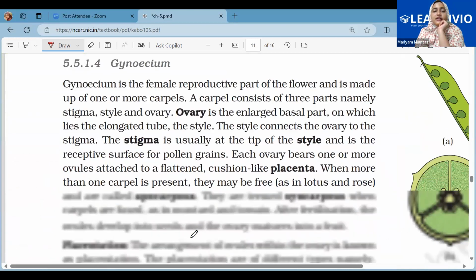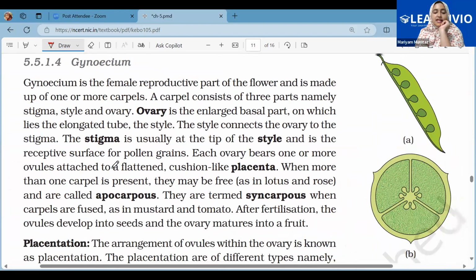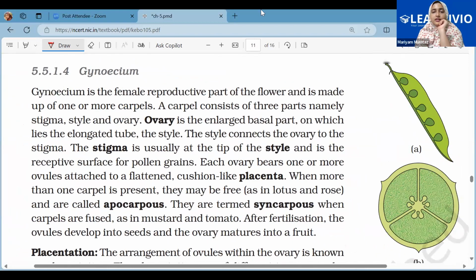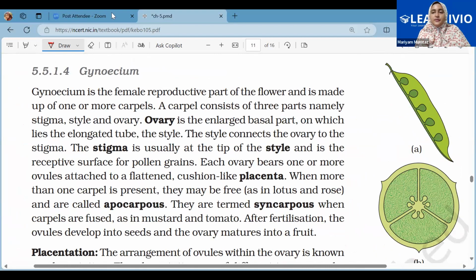Now moving on to gynoecium. Just like how androecium was the male reproductive part, the gynoecium is the female reproductive part of the flower. And one unit of gynoecium is called, tell me, carpel. Yes, it is known as carpel, or you can also call it pistil.